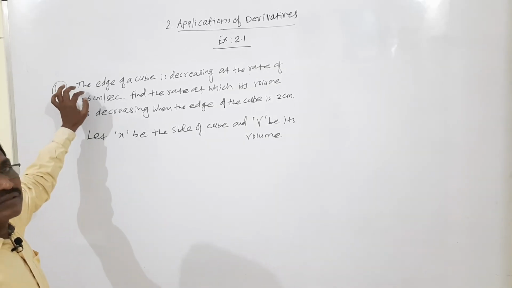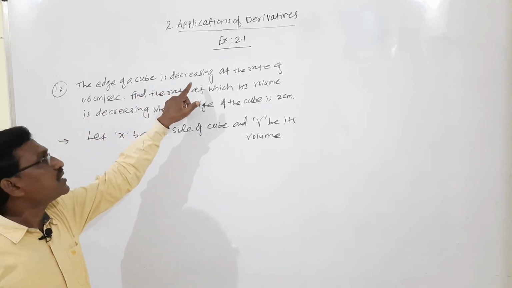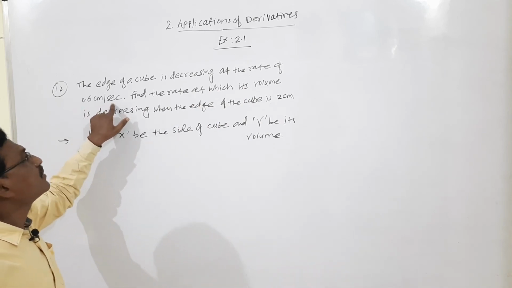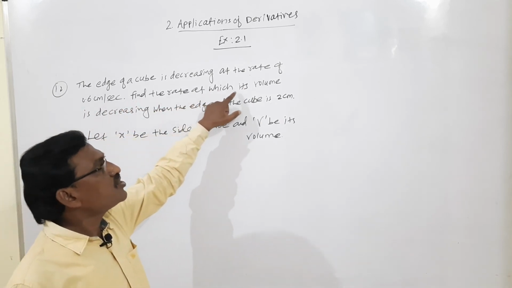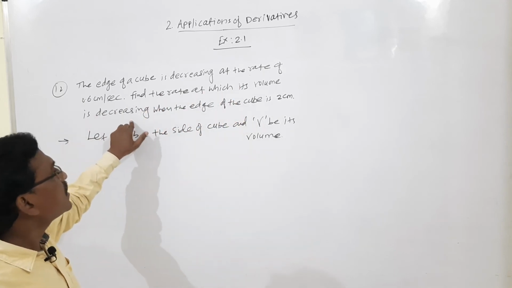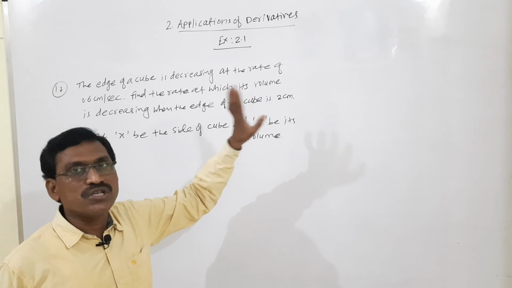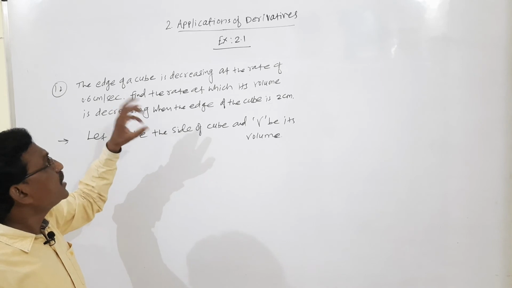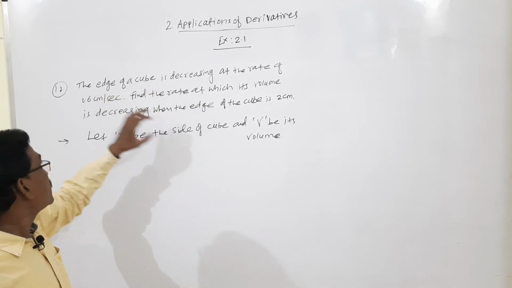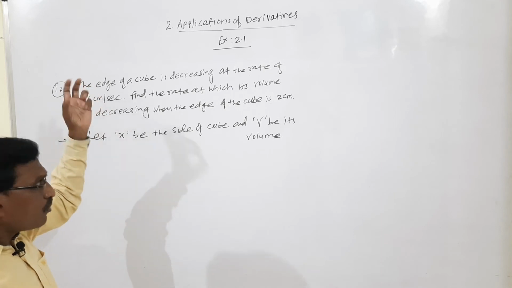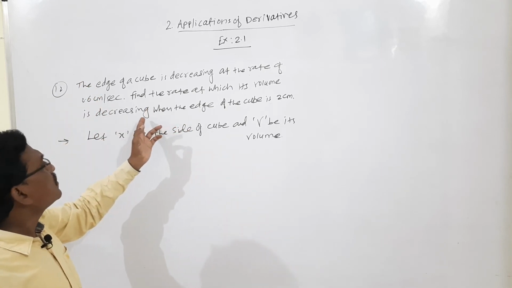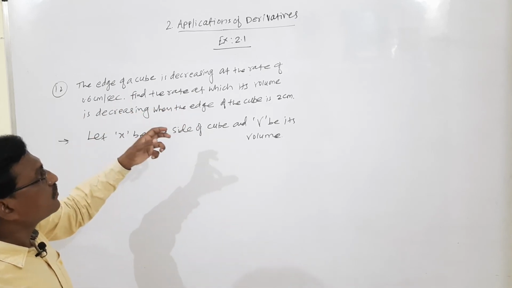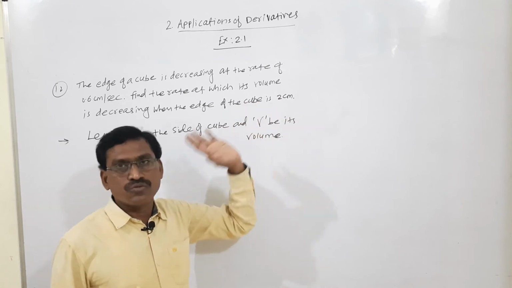The example is: the edge of a cube is decreasing at the rate of 0.6 centimeter per second. Find the rate at which its volume is decreasing when the edge of the cube is 2 centimeter. So here we are given the decreasing rate of the edge of the cube, 0.6 centimeter per second, and we have to find the decreasing volume of the cube when the edge of the cube is 2 centimeter.